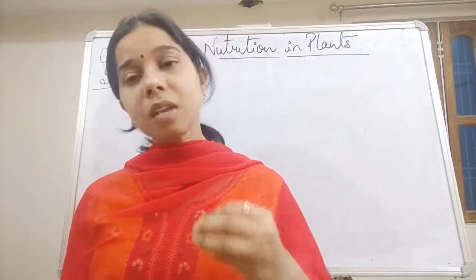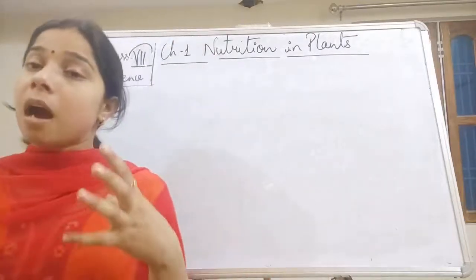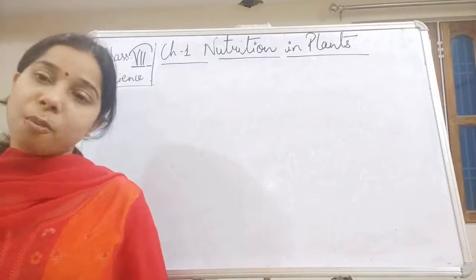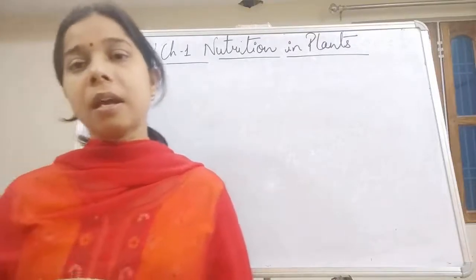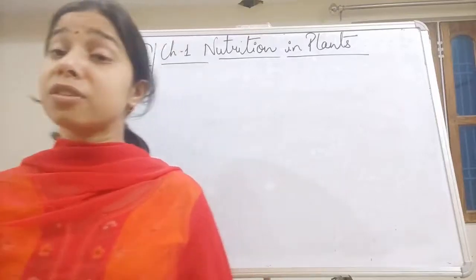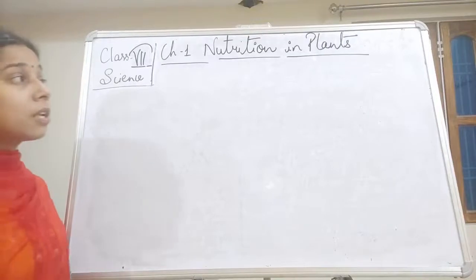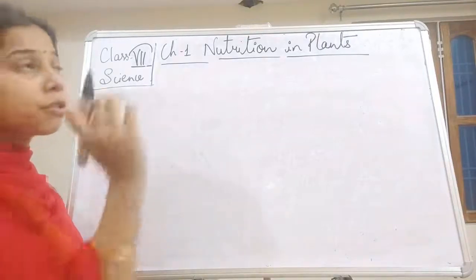and what is the result of this, how it gets stored in the form of a complex carbohydrate, as well as what are the different conditions which are necessary for the plant to perform photosynthesis. So we have seen what the conditions are, students.